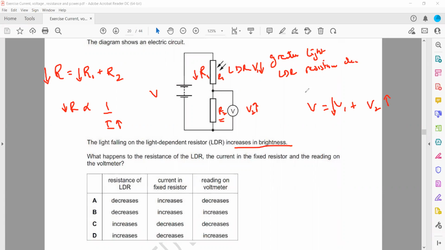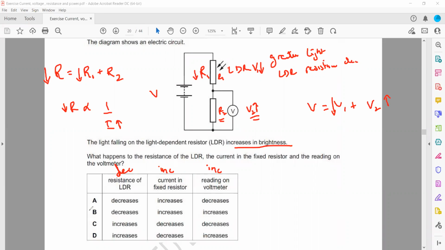So when we check which option is correct, number one, what happens to the resistance of the LDR? If more light is there, the resistance of the LDR should decrease. If the resistance of the LDR decreases, the total resistance of the circuit will also decrease, so the current in the circuit will increase. And what about the voltage division? If two resistors are connected in series, the component which has a low resistance will have less voltage, and in comparison the other component will have more volts. The voltmeter is across the fixed resistor. So across the LDR the voltage is decreasing, so across the fixed resistor the voltage should increase.